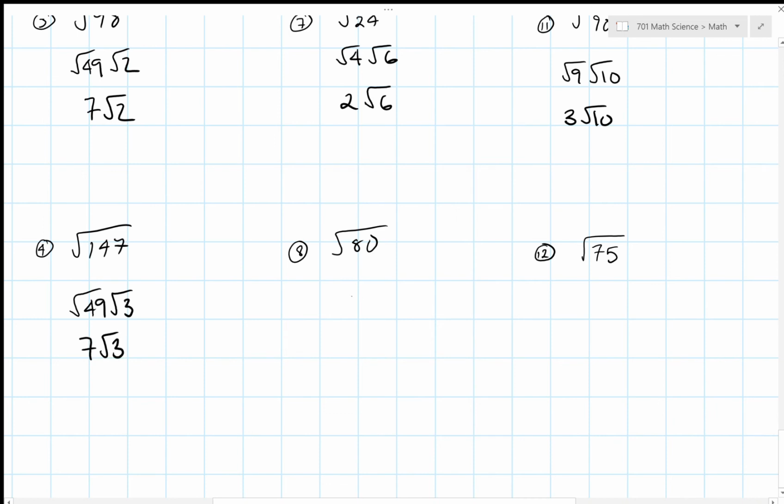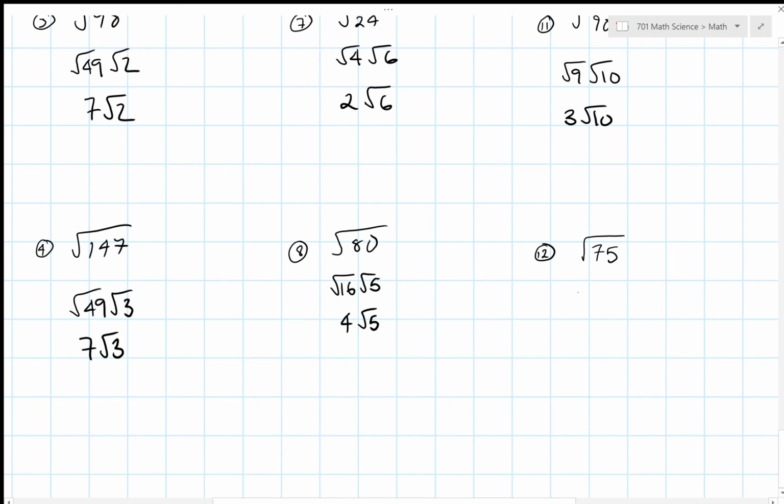Next question, square root of 80. Square root of 80, not sure what to do here. I think about it, and then I have a brilliant brain flash, and I realize, oh man, root 16, root 5. Does that work? 16 times 5? Yeah, that works. And I get 4 root 5 as my solution.